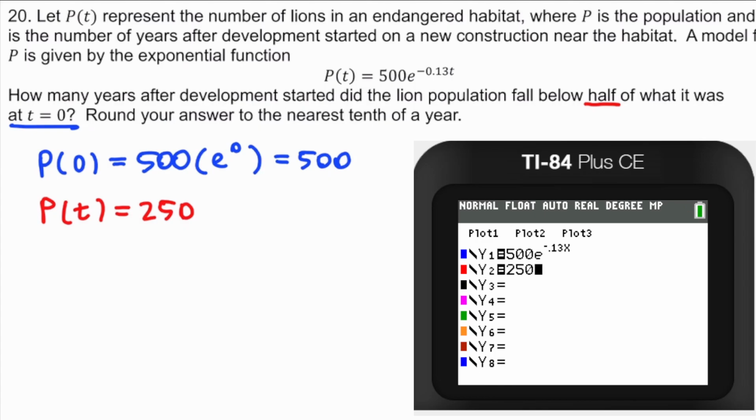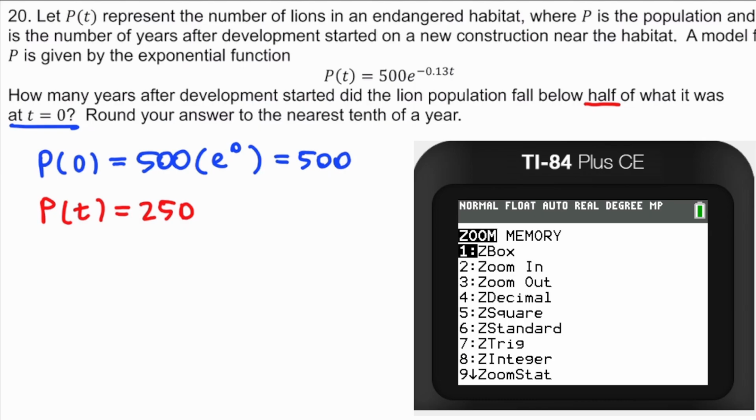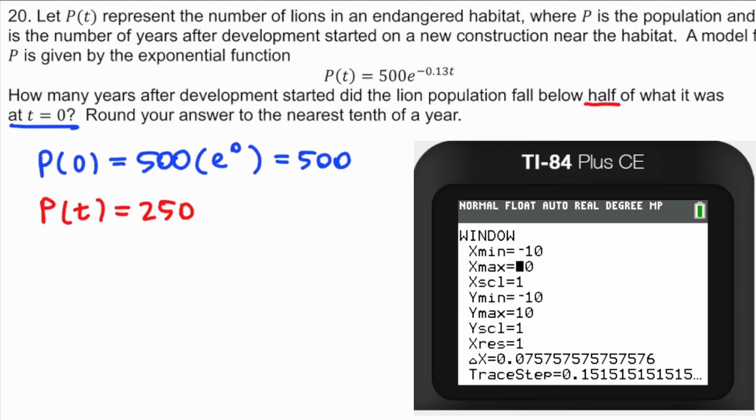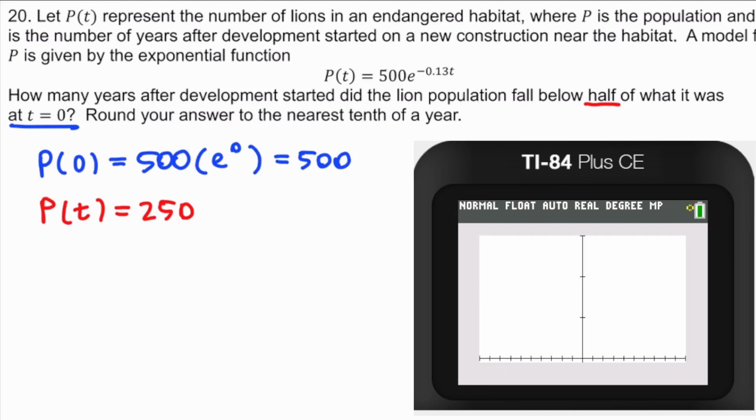I'm going to show you another way to solve this with the calculator. I think that is actually a little bit better. I'm going to zoom to the standard window, but that's not going to do very good for me because I know I'm looking for y equals 250. So this is just not really doing it. Okay, so in the window, I'm going to scroll down and make the y max 300. Maybe we'll do a y scale of just 100.